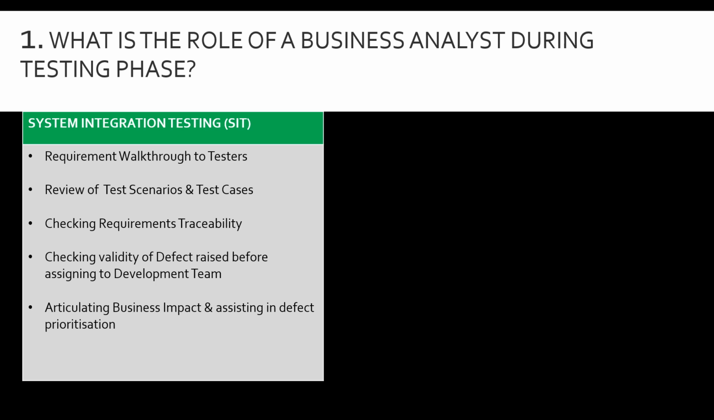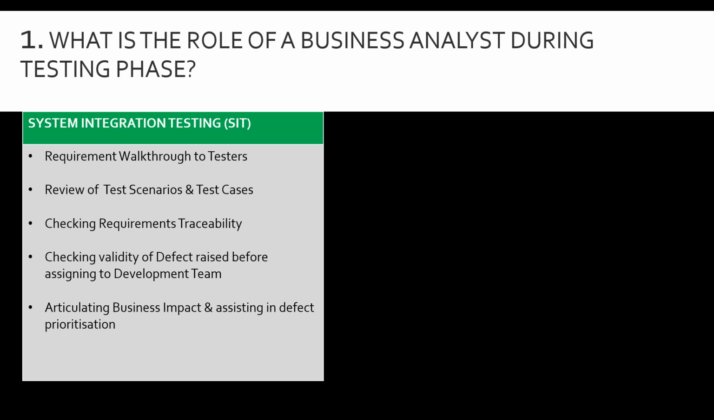The first key responsibility of a business analyst would be the walkthrough of the requirements to the testers. The business analyst will explain what the requirement is and answer any questions from the testers so they understand what is being required and what is being developed. Then the testers will come back with the test scenarios and test cases, and the second task for a business analyst is to review them and ensure that they have got the scenarios and test cases right for all the requirements, which leads us to the third point, which is checking requirements traceability.